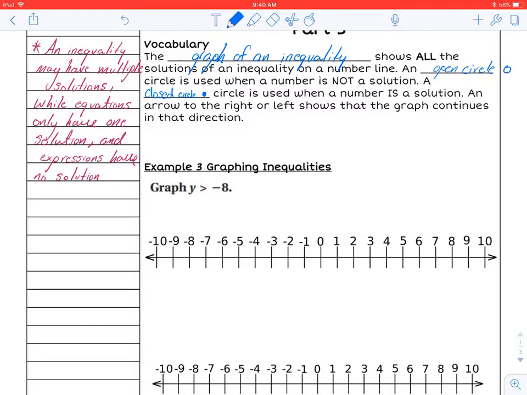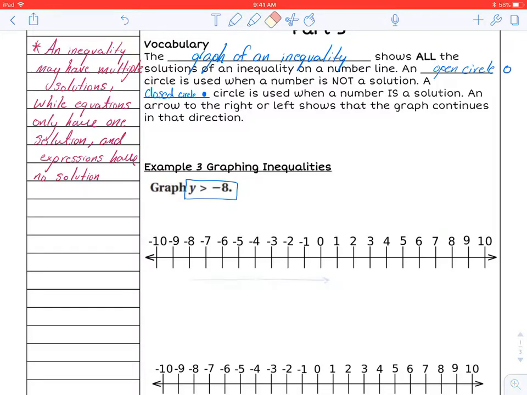So we're going to be graphing this inequality. The inequality here is y is greater than -8. So you already know that numbers that are going to be applicable to y are numbers that are to the right side of the number line, past -8. This number is our limiting number. This tells us that we're going to be doing something here at this -8.